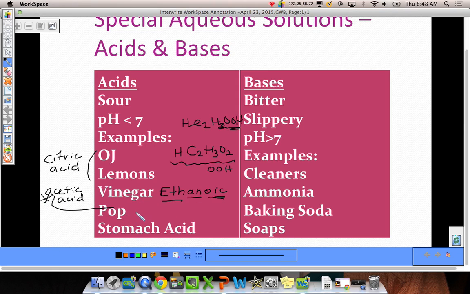Carbon's got carbonic acid, that's one of them. It also has some things like phosphoric acid, but the main one is carbonic. Well, let's write it out this way. We'll see carbonic acid later, so I won't write out the symbol.